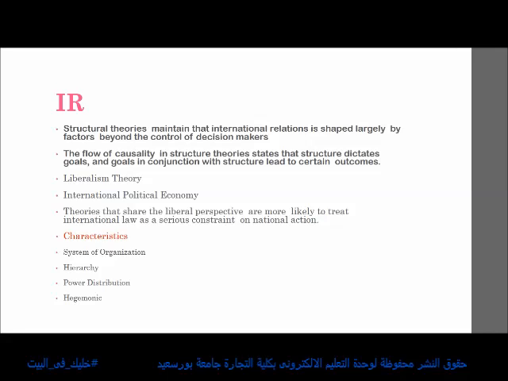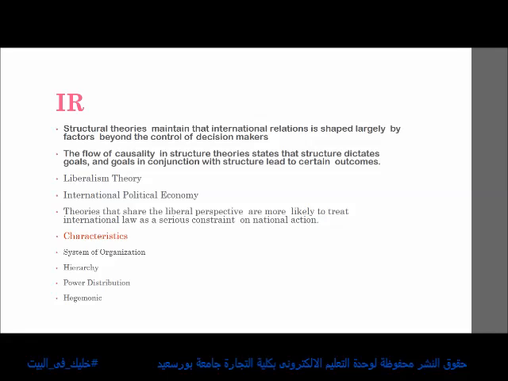Liberalism theory, international political economy, all that kind of theories that share that liberal perspective are more likely to treat international law as a serious constraint on national action. This is why we have liberalism and realism, both of the theories against each other. Liberalism promotes cooperation, realism promotes conflict.